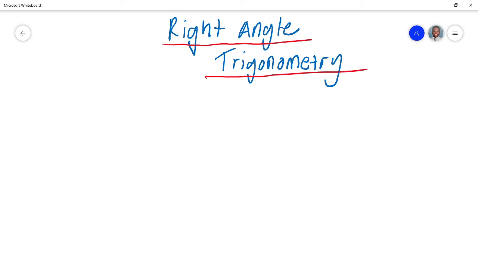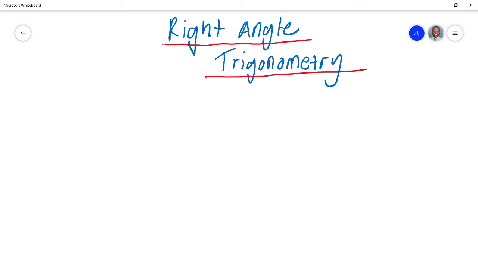Hi guys, in this episode of Shri series, we're going to be talking about right angle trigonometry, and I'm going to give you a basic theoretical understanding on what we need to know when solving questions involving right angle trigonometry. And in my next set of videos, we're going to be applying those questions.